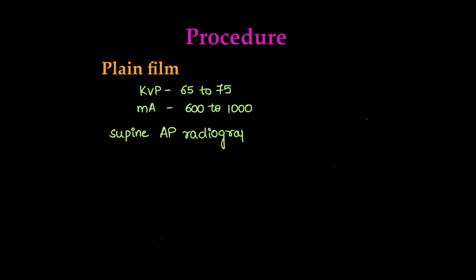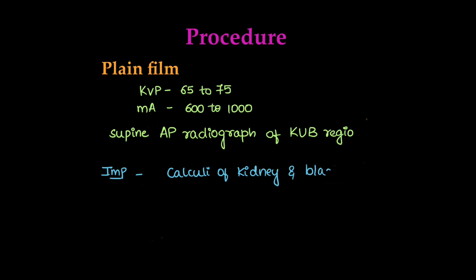So how to take a plain film? We use KVP of 65 to 75 and MA of 600 to 1000. We take a classical supine AP radiograph of the KUB region. So what is the importance of plain film? We can detect if any calculus is present in kidney, ureter or bladder.